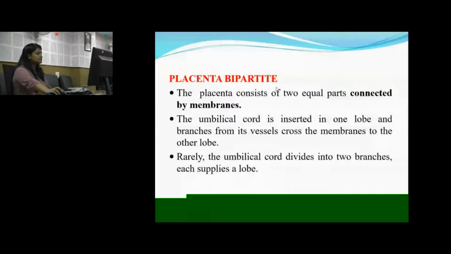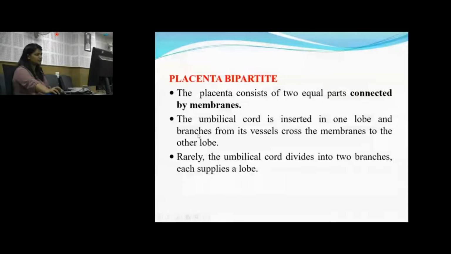Then there is placenta bipartita. In this, the placenta is again of two equal parts, but these are now connected by membrane. So there is a leash of vessels. In one part of the placenta, the umbilical cord will be inserted, and there will be a leash of vessels connecting the two lobes. And rarely the umbilical cord also divides into two branches to supply each lobe.